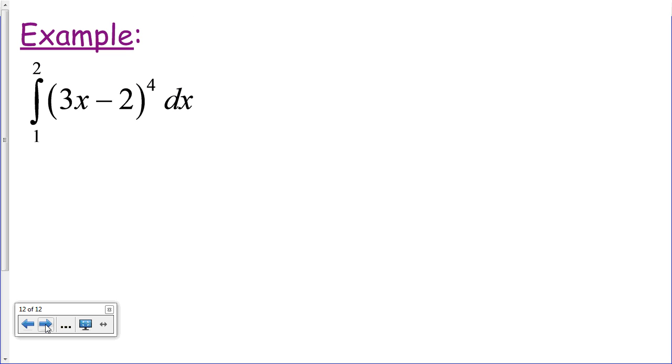So here you can see we have the definite integral from 1 to 2 of (3x minus 2) to the 4th times dx. I've got a composition here, so this looks ideal to make the u substitution. I'm going to make u equal to the inside function, the 3x minus 2.